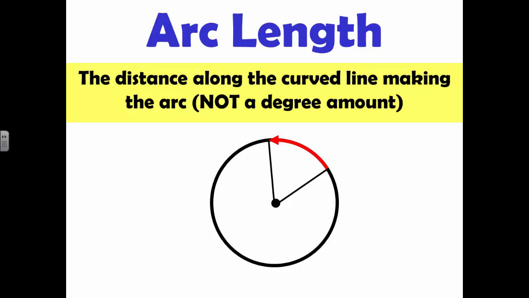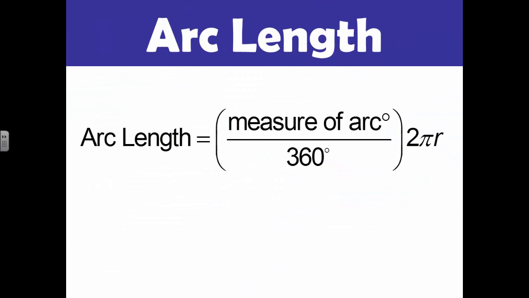Copy this down. The arc length of a circle is a part of the circumference. It's the distance along the curved line making the arc. Since it's a part of the circumference, notice this formula uses circumference and then a fraction of the circle. Make sure you copy this down and highlight it.